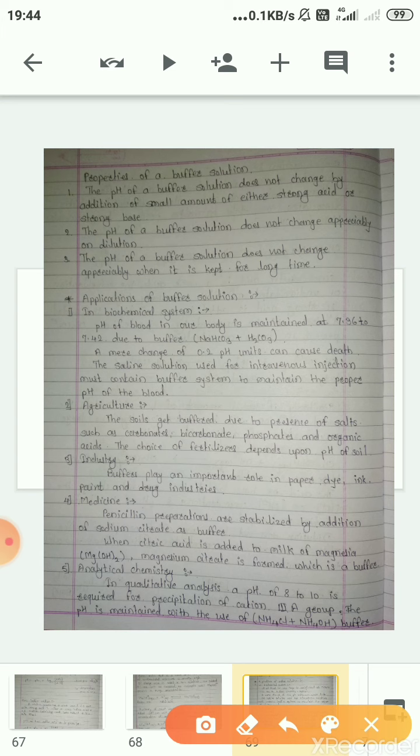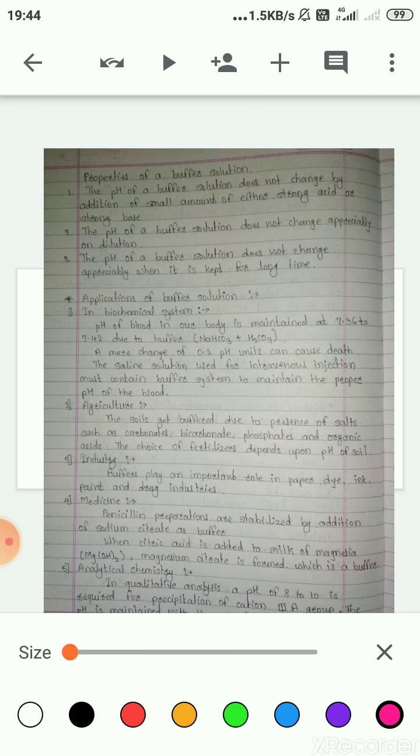Now, the first application is related to the pH of human blood. The pH of human blood is maintained between 7.36 to 7.42, and this is maintained due to a buffer. Which buffer? The buffer of sodium bicarbonate and carbonic acid.